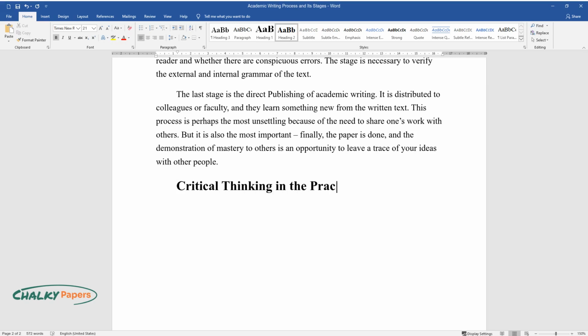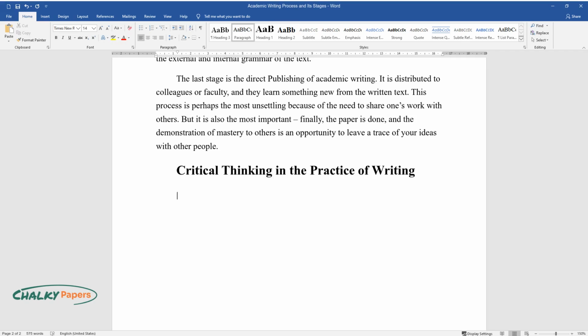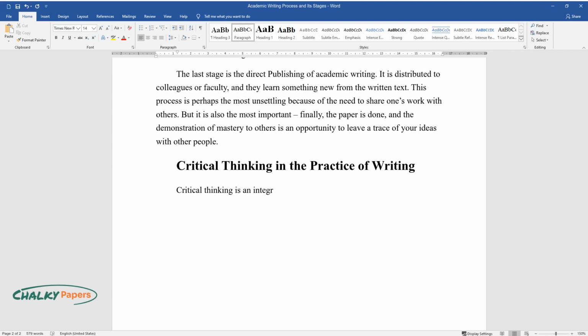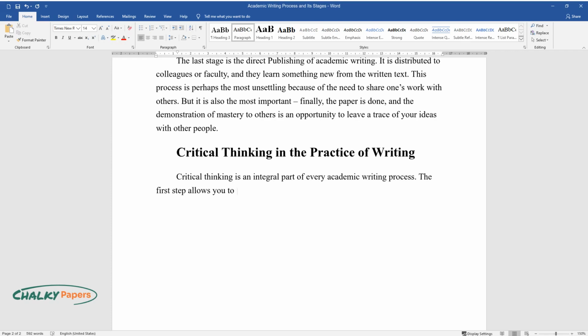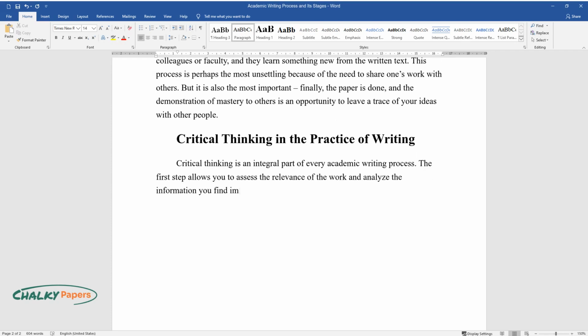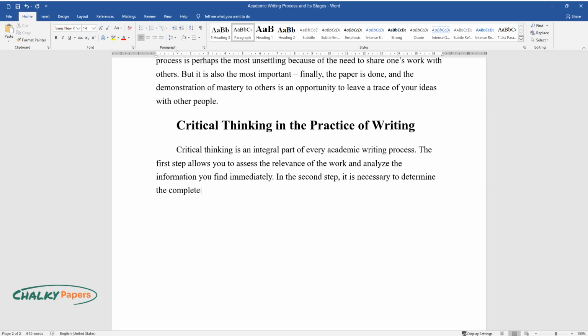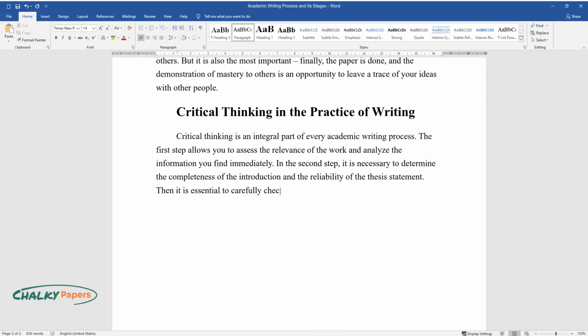Critical thinking in the practice of writing. Critical thinking is an integral part of every academic writing process. The first step allows you to assess the relevance of the work and analyze the information you find immediately. In the second step, it is necessary to determine the completeness of the introduction and the reliability of the thesis statement. Then it is essential to carefully check the text, which is impossible without a critical appraisal.